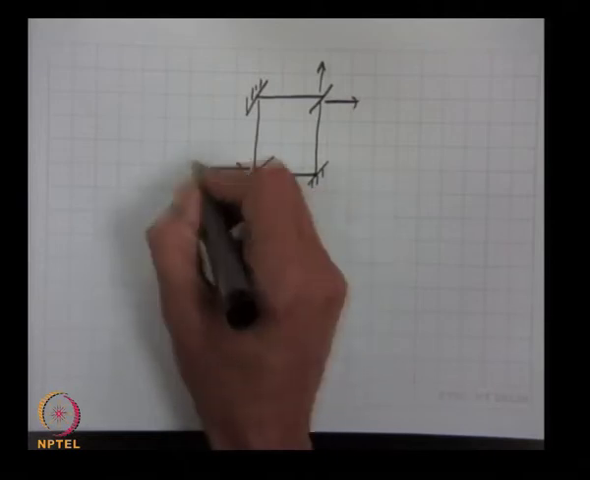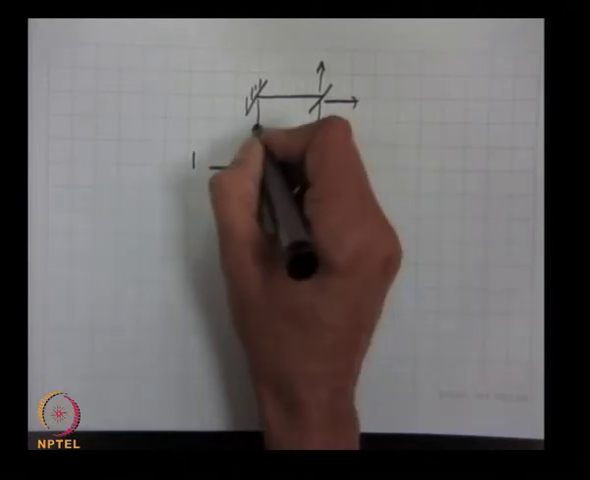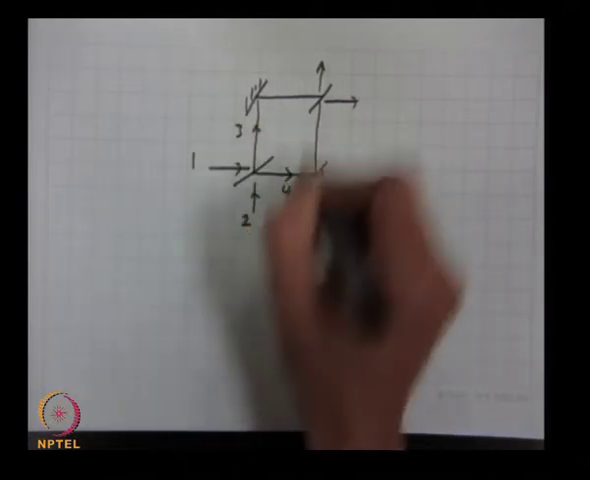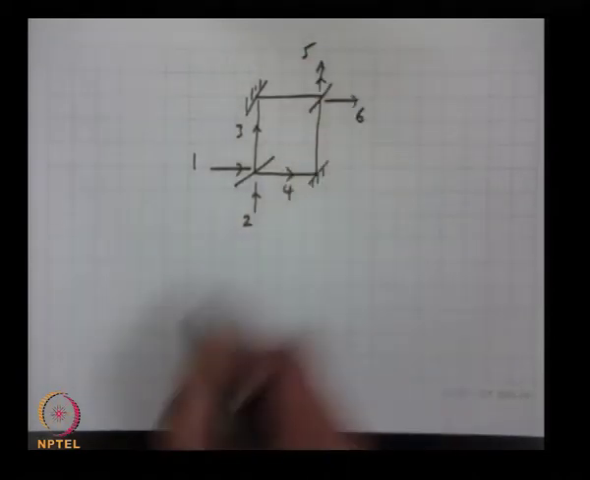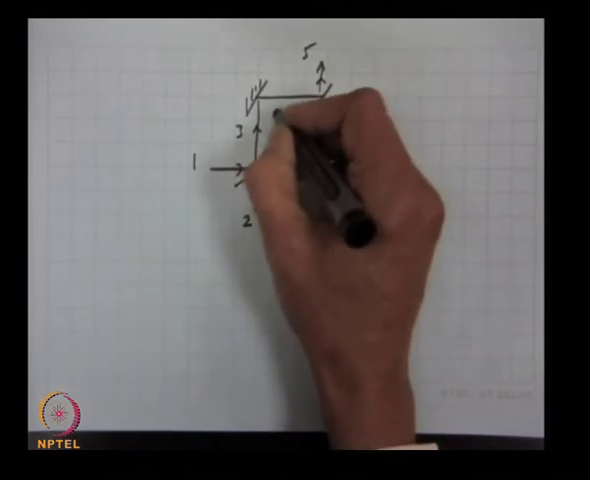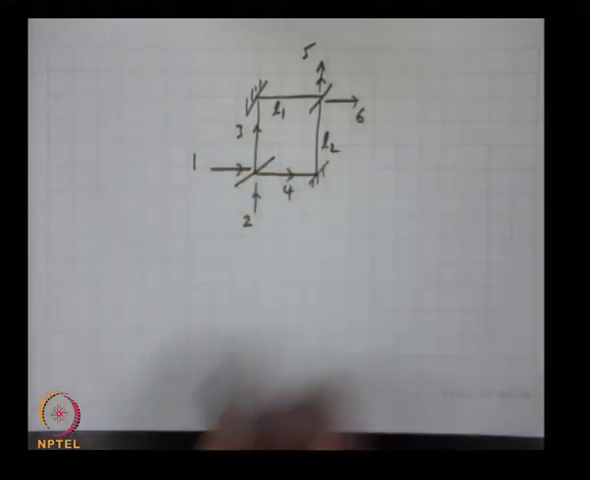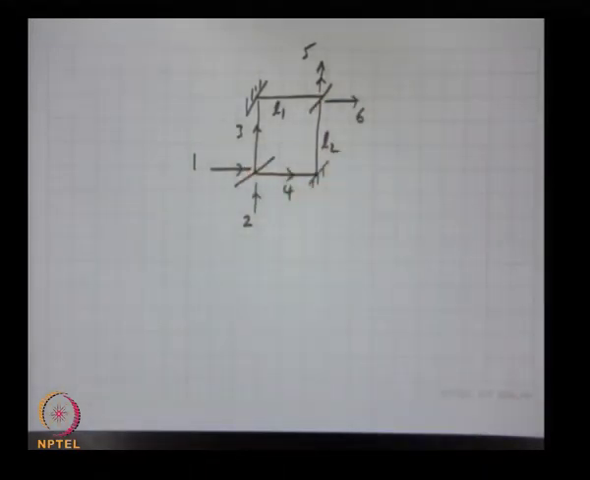So there are two inputs here, 1 and 2. This is 3 and 4. This is 5 and 6. So we calculated and showed that depending on the path length difference L1 minus L2, photons can come out from port 5 or port 6 or both ports.